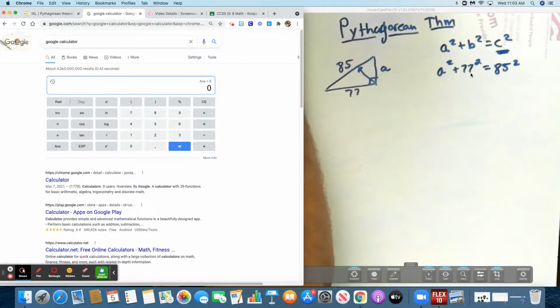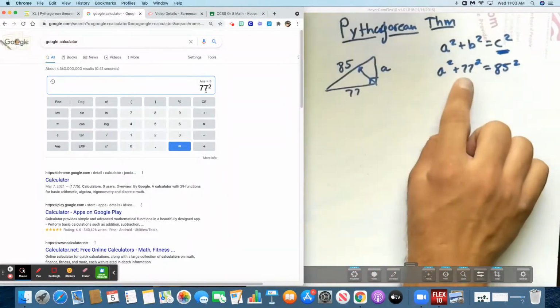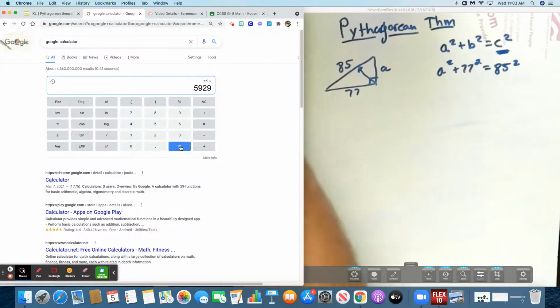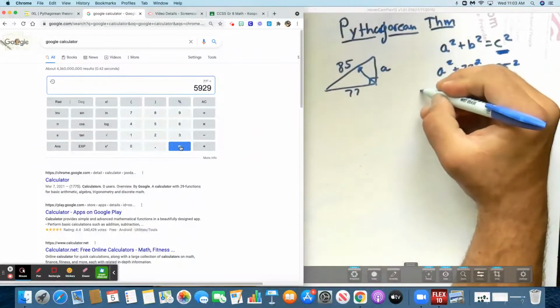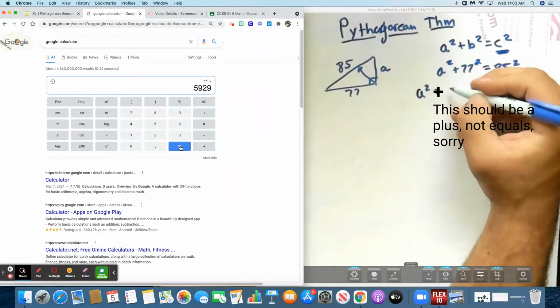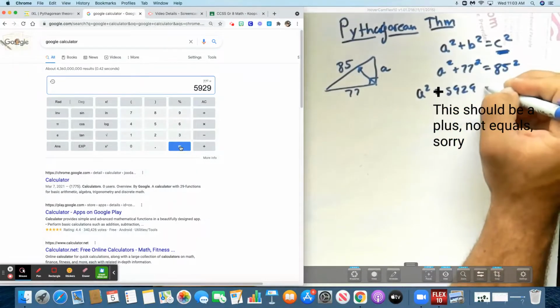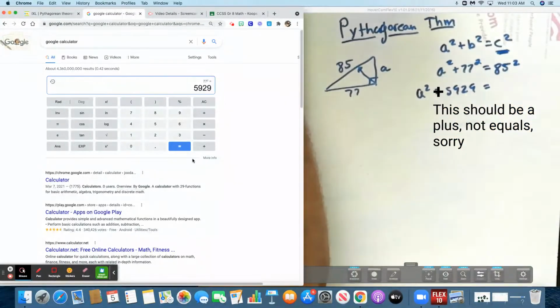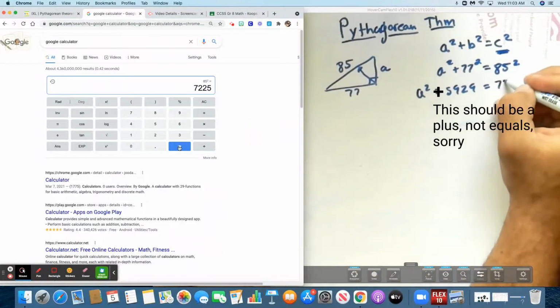We're going to say 77 squared. If you look right here, the square is right here next to the 0 on Google Calculator. It makes the box and you have to put the 2 there. That makes 77 squared, just like this, okay? We find out what that equals, and that's going to be 5929. And that equals a squared, and that's 85 squared. We're going to use the calculator again for that. 85 button is over here, squared. And that's going to be 7225.